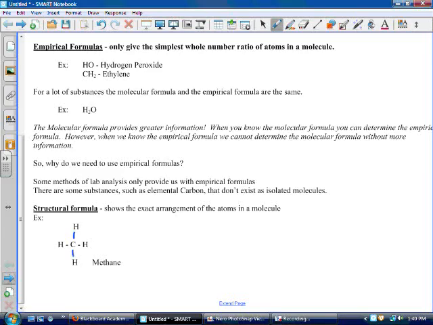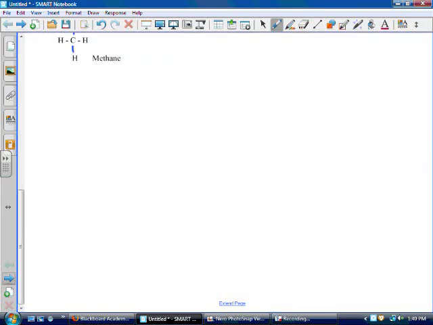Methane, for example, has an empirical formula and a molecular formula of CH4. However, its structural formula shows us that carbon is in the center and 4 hydrogens are attached to that. Now, why is it important to have this? Well, let's look at a specific example where they distinctly come in different forms. I have 2 compounds. Both have the chemical formula C2H6.